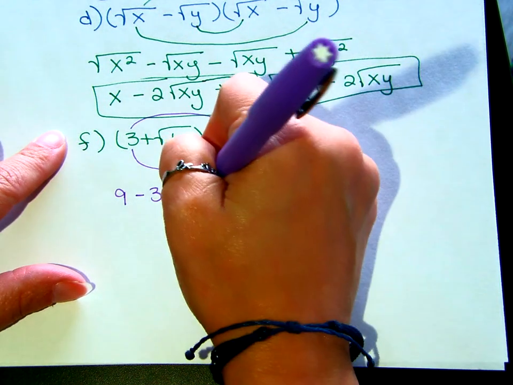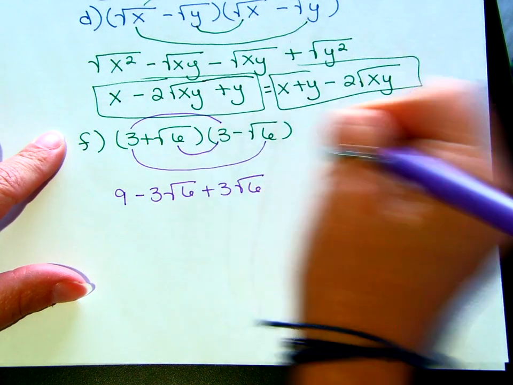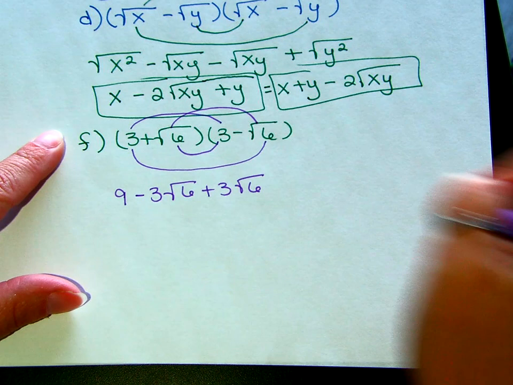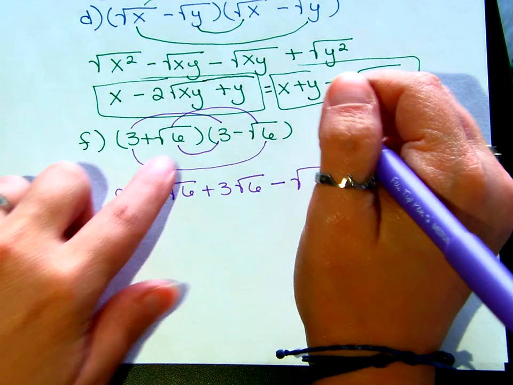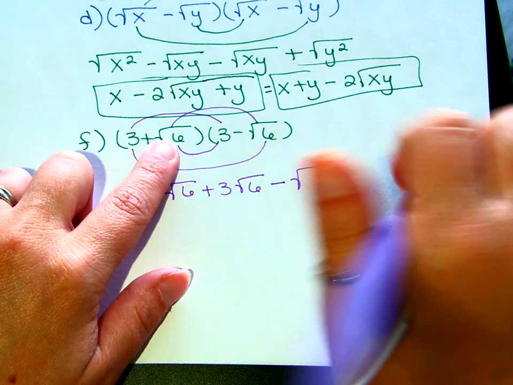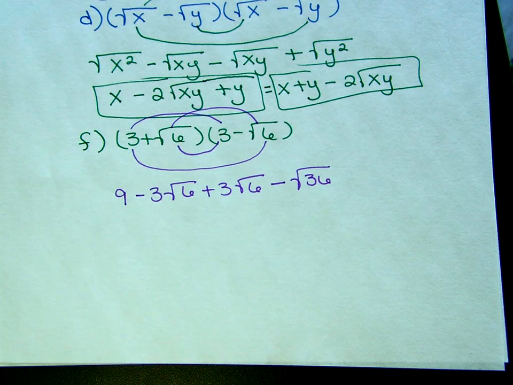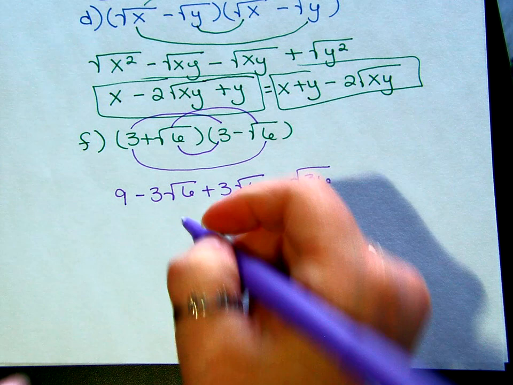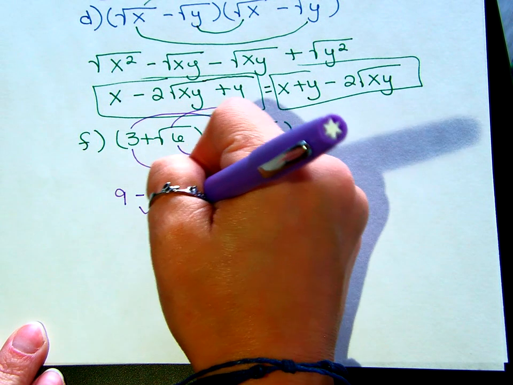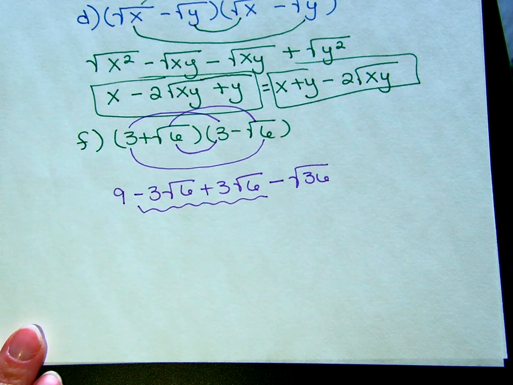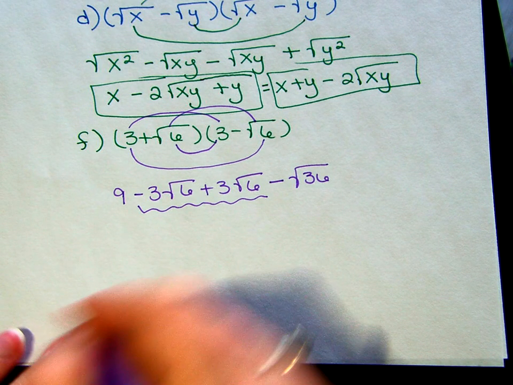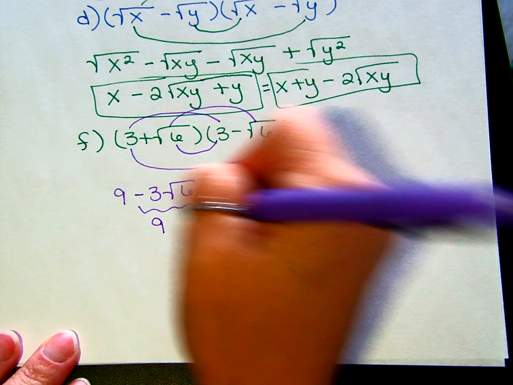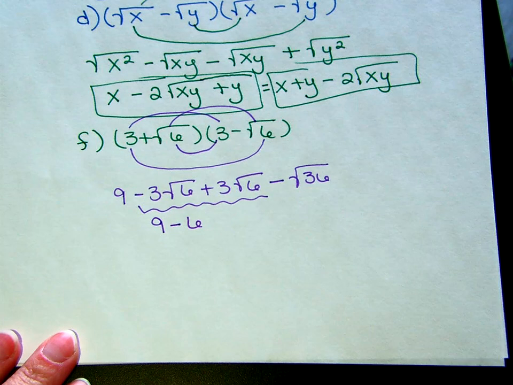And my last would give me a minus, because that's plus minus, radical. Now I would multiply under my radicals. 6 times 6 is 36. Notice my middle 2 terms. Add a plus and a minus of the same thing. Those are going to go to 0. What's the square root of 36? 6. So I'm going to have 9 minus 6, which is 3.